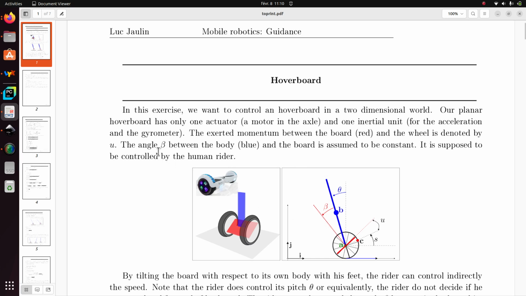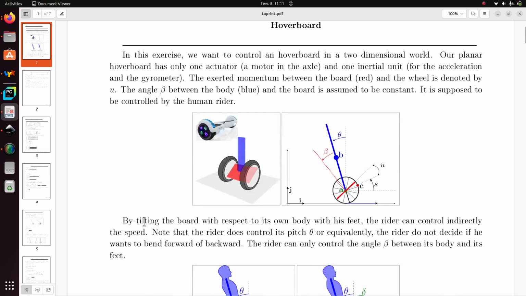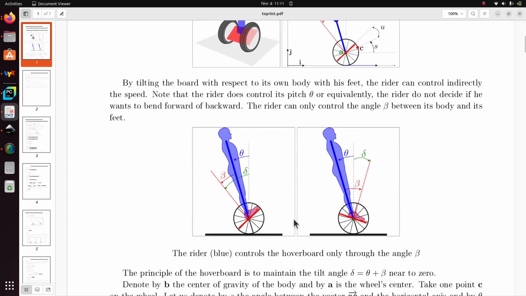There is something which is important. It is the angle beta, which is the angle between the red and the blue, so between the board and the pendulum. The human rider is able only to control this angle beta. So the human will only be able to tilt the board with respect to their own body, not with respect to the world frame.